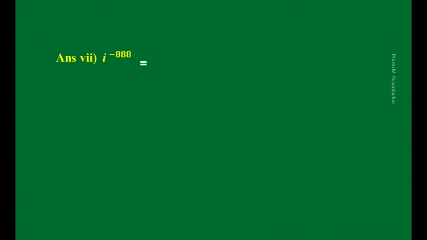Now see the seventh sub question. i raised to the power minus 888. So we reduce this negative power to positive. So take that in the denominator, 1 upon i raised to the power 888. We can divide 888 by 4. So we write directly here (i raised to the power 4) raised to the power 222. Now i raised to the power 4 we replace by 1. 1 raised to the power 222 we get 1. So 1 upon 1 we get here 1.